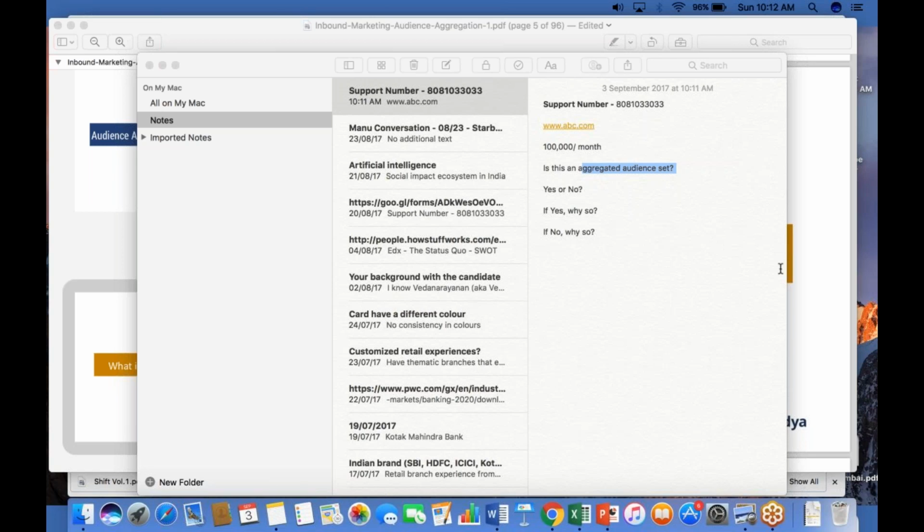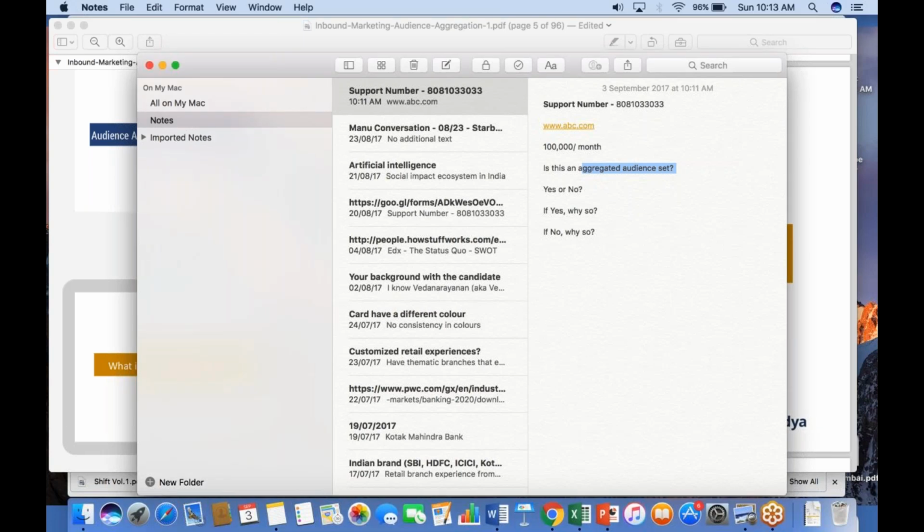Okay, Sudeep has a response. Okay, anybody else?